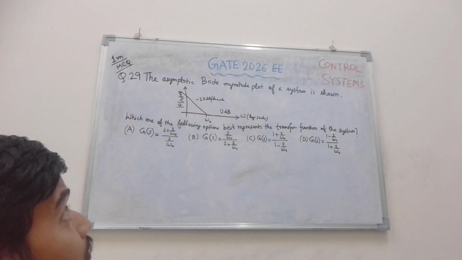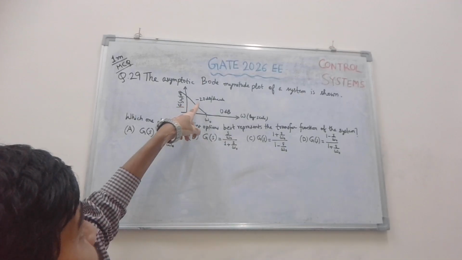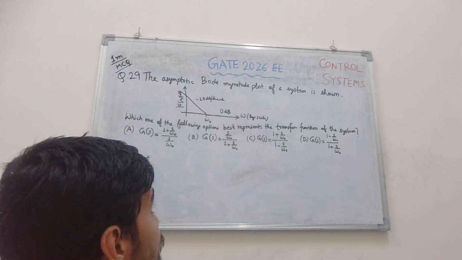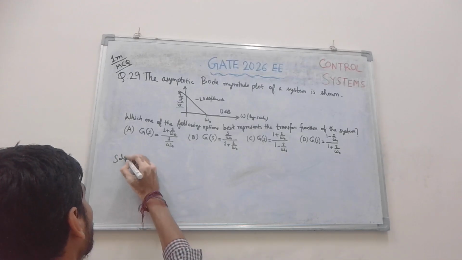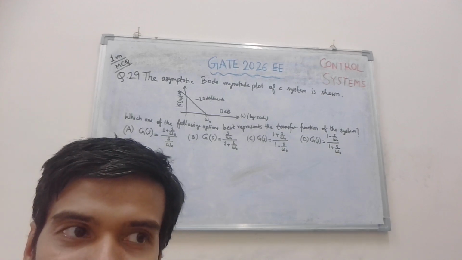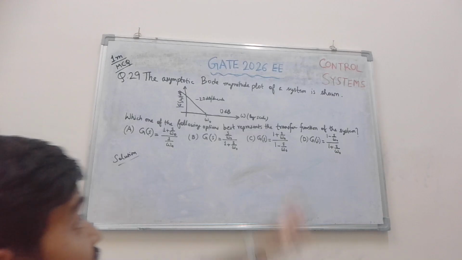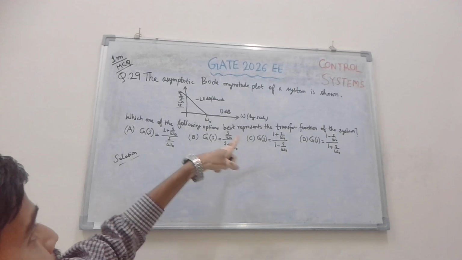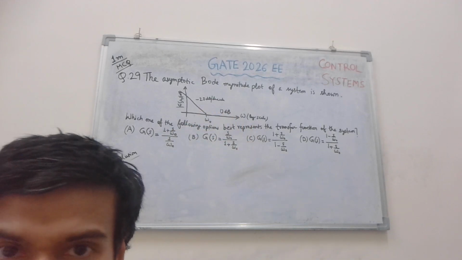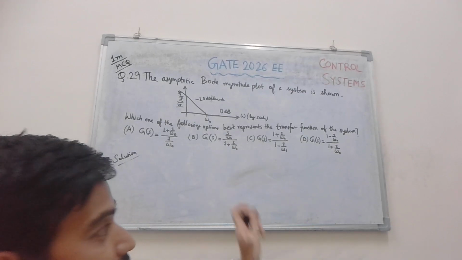Bode magnitude plot. So we can see that initially the Bode magnitude plot has a slope of minus 20 dB per decade. From the basics, we know that minus 20 dB per decade means there is a first order pole, a pole of order 1. And as it is at very low frequency, the initial slope is minus 20 dB per decade. So there must be a pole at the origin. So in the denominator we should have one S term.